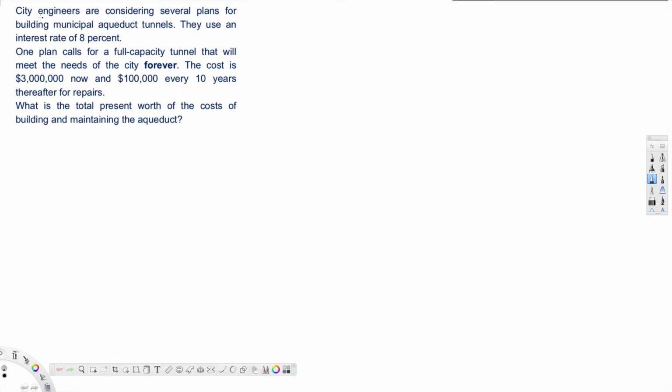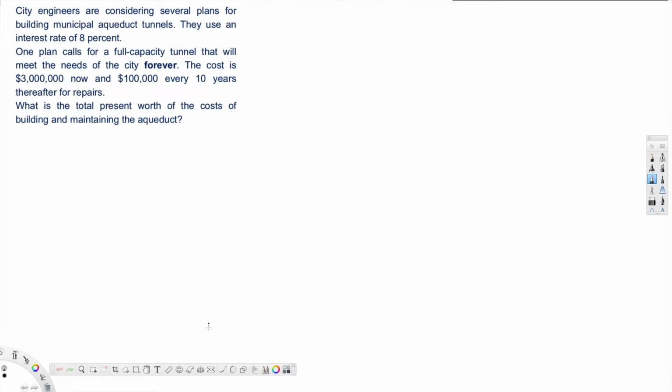Here this question is asking: city engineers are considering several plans for building municipal aqueduct tunnels. They use an interest rate of 8%. One plan calls for a full capacity tunnel that will meet the needs of the city forever. The cost is 3 million now and 100,000 every 10 years thereafter for repairs. What is the total present worth of the cost of building and maintaining the aqueduct?